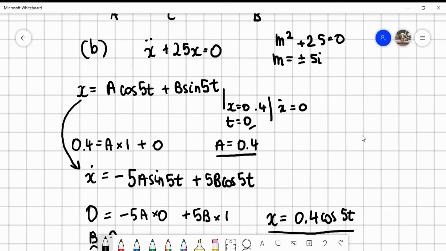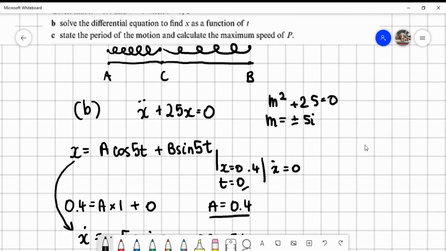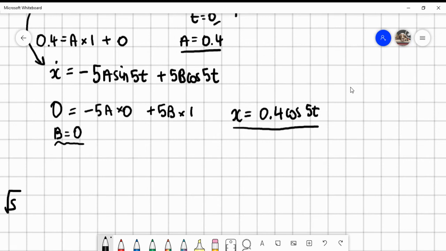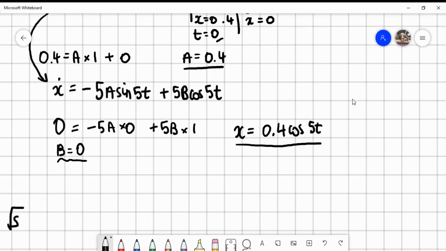Okay, so let's just have a glance at the rest of the question. It says, state the period of the motion and calculate the maximum speed of P. So the period of the motion, if it was just cos t, it would have been 2 pi. So the period is the time it takes for one oscillation to happen. So normally it's 2 pi, but because it's multiplied by 5, the period is going to be much quicker, so you need to divide it by 5.